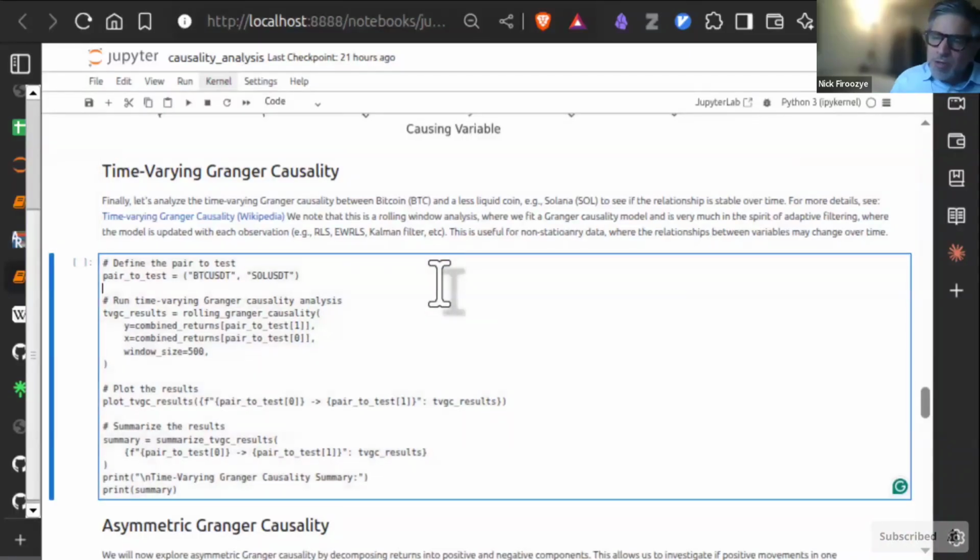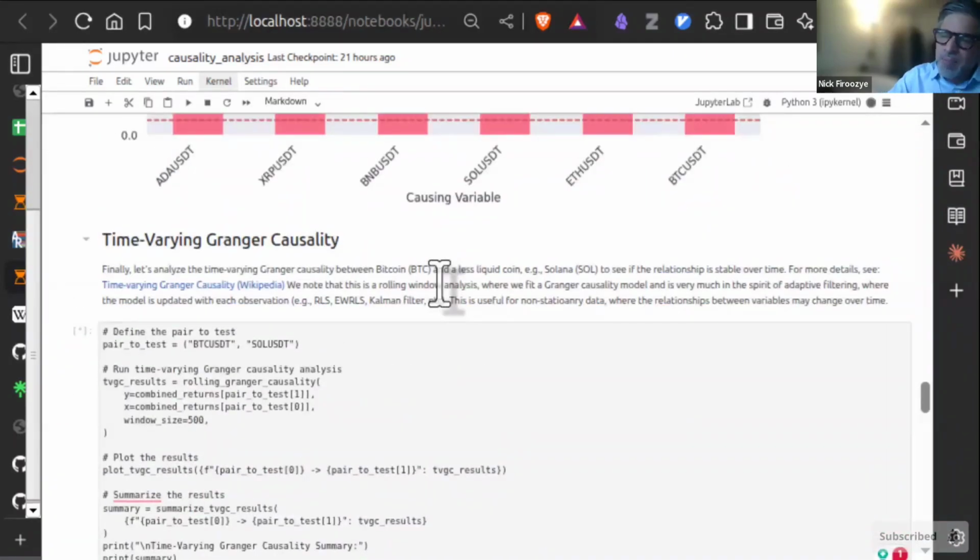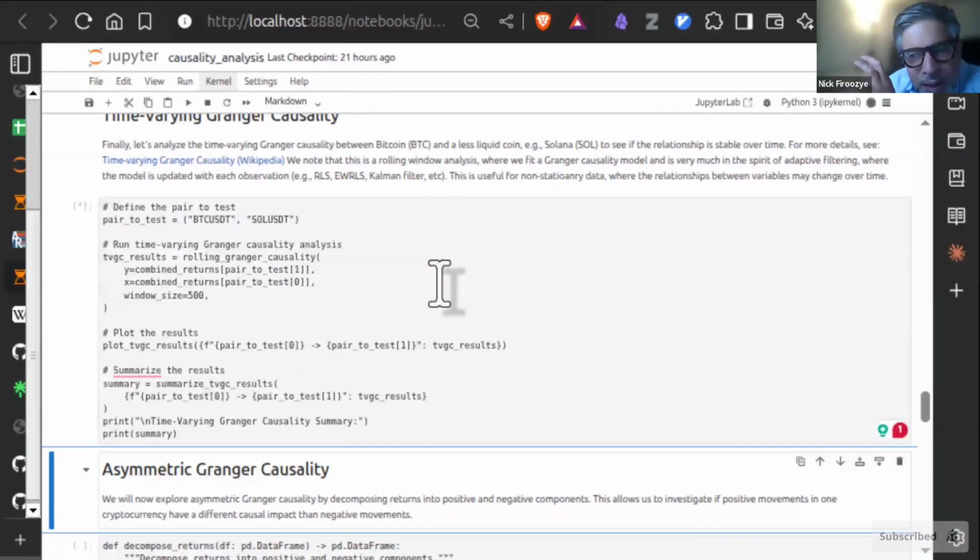So in our specific example, we're going to look at Bitcoin and Solana. Solana is a wonderful coin. It's extremely fast. It can do a tremendous number of transactions in any tiny time frame, but at the same time, it's far less liquid than Bitcoin. But that liquidity has changed through time.